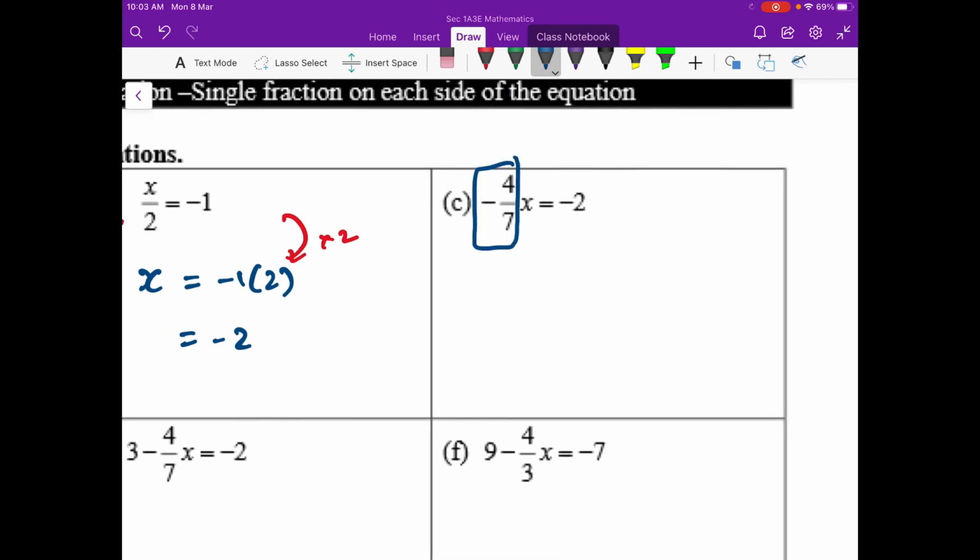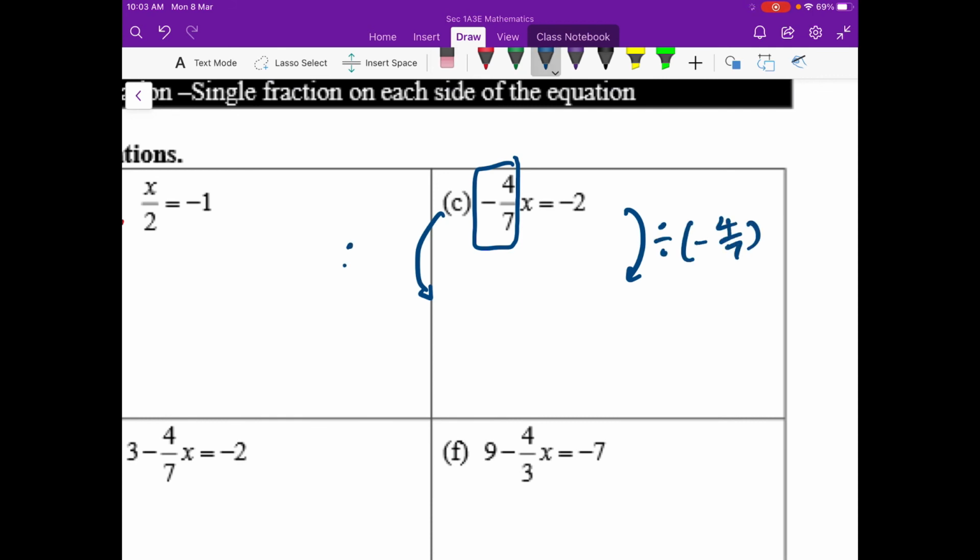Not the cross. What do we do to both sides? Come on. Divide. Divide by what? Divide by negative 4 out of 7. Right? Whatever is the coefficient, just divide it. If it comes to your negative sign, don't care, just divide. It's a fraction, don't care, divide. Rational, irrational, doesn't matter, just divide it.